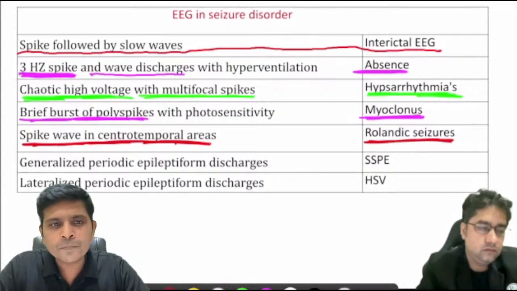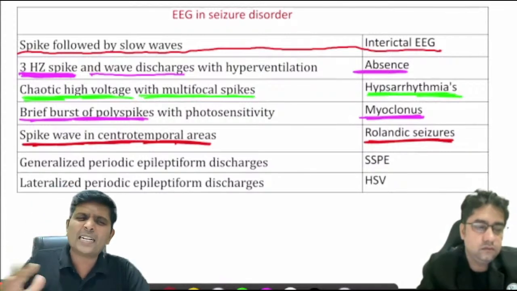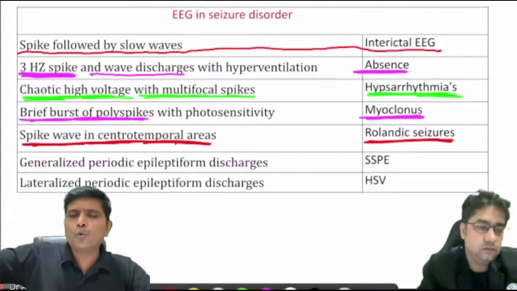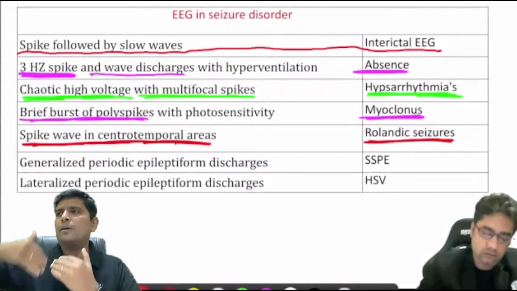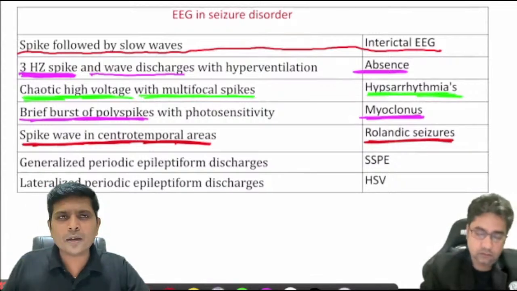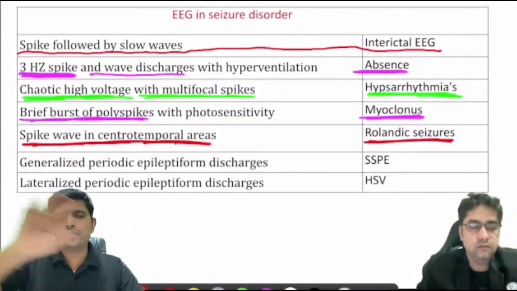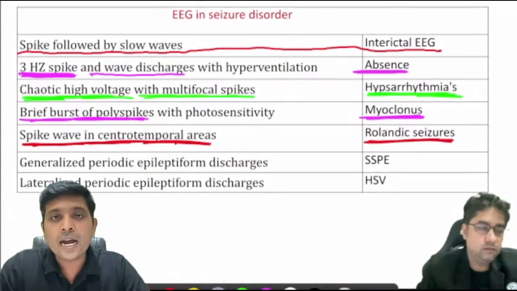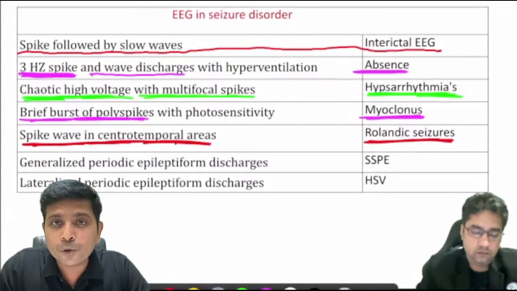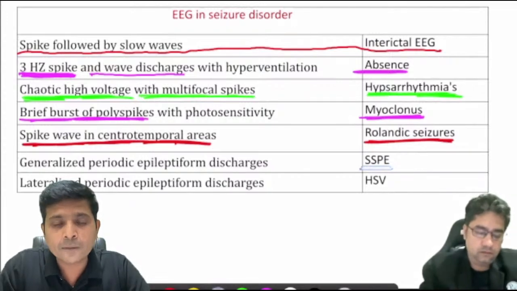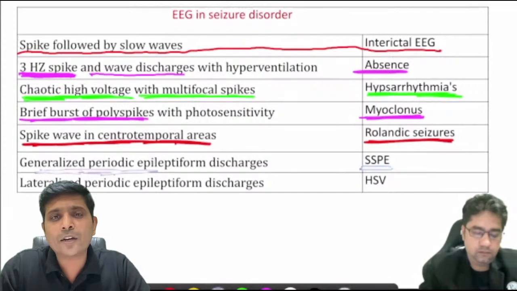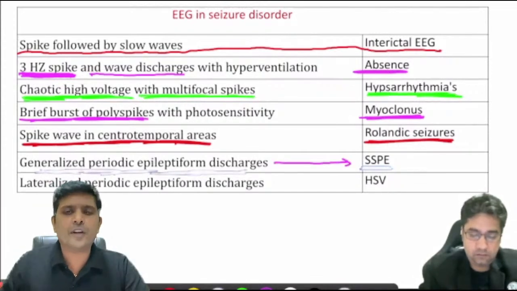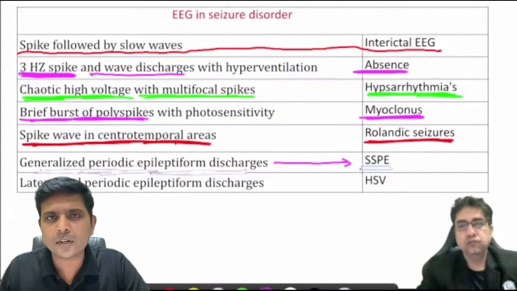And finally, when you have a specific pattern of generalized tsunami waves here and there, a group of tsunami waves then become normal, a group of tsunami waves then become normal throughout the seashores. This is called generalized periodic epileptiform discharges, and it occurs in subacute sclerosing panencephalitis. In which condition will you get this? Any child with neuroregression. What do you mean by neuroregression, my dear?